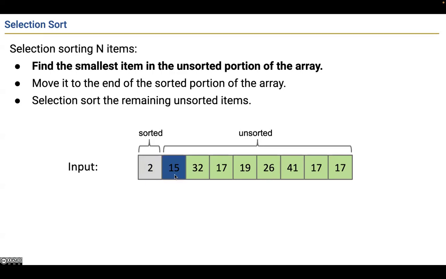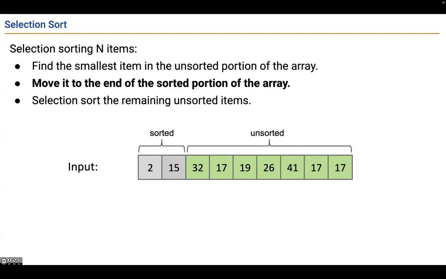And again, I have to swap it to the front of the unsorted array. So in this case, it's already at the front. So I swap the 15 with itself, or I don't move it, and it's good. It's locked in place. Will never move again. And now I look at the rest of the array.